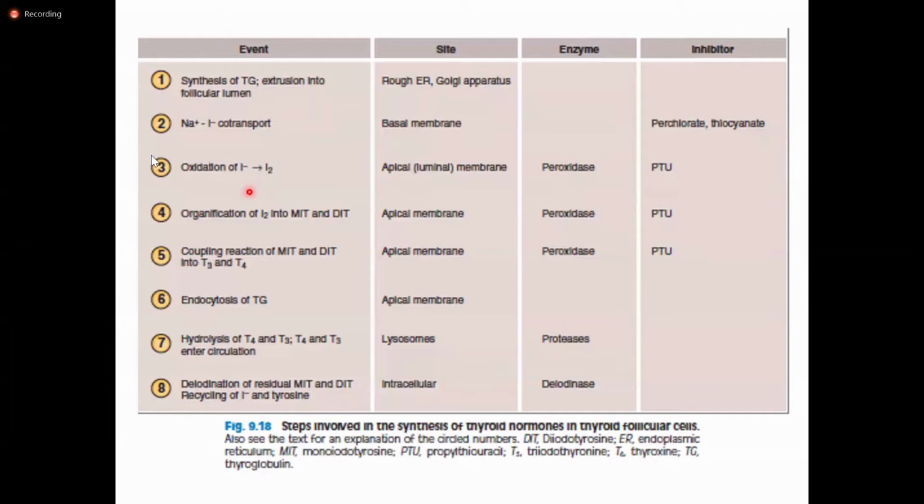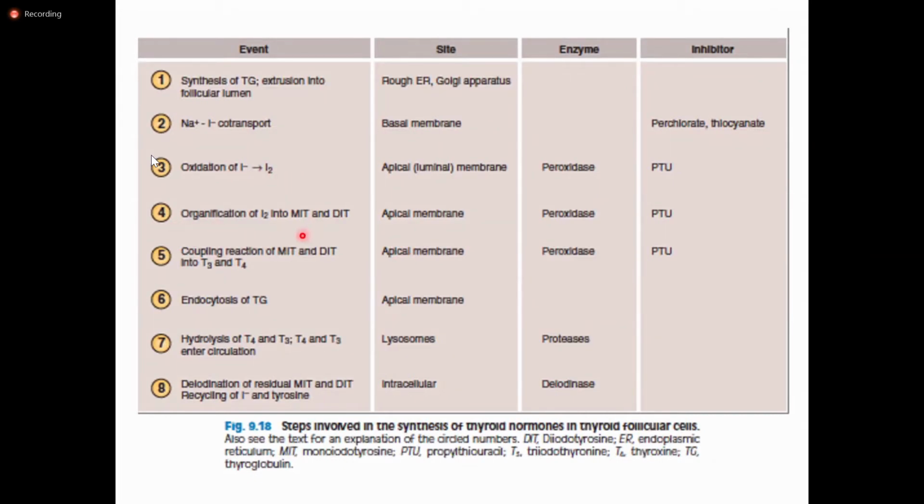Then you have oxidation of iodide to iodine. This happens at the apical part of the follicular cells by an enzyme which is called the thyroid peroxidase. So this is the enzyme which does it. And you have this drug which we use to treat hyperthyroidism, and this is called propylthiouracil. So PTU means propylthiouracil. This is a main drug which we use to treat hyperthyroidism. So it is going to block this enzyme, which is the thyroid peroxidase. So it will stop the oxidation of iodide to iodine.